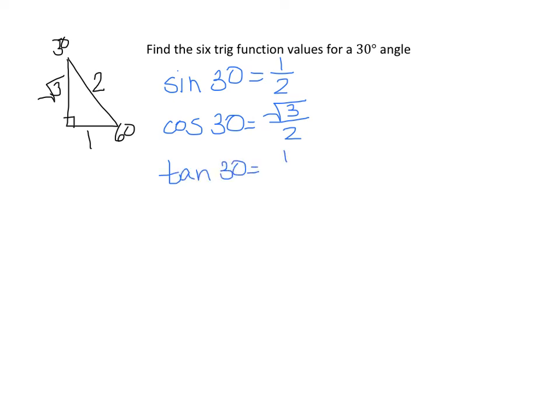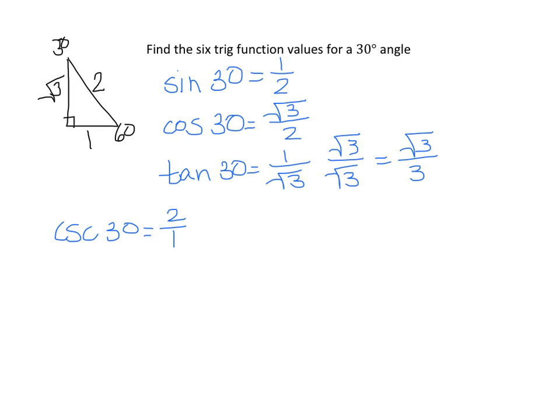So this would be 1 over the square root of 3, but I would need to rationalize that, which gives me the square root of 3 over 3. This would be 2 over the square root of 3. Again, we have to rationalize, which gives us 2 square roots of 3 over 3.